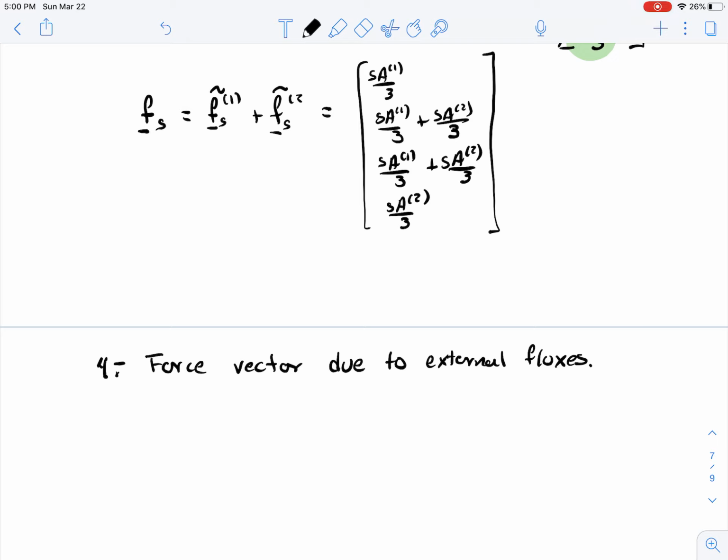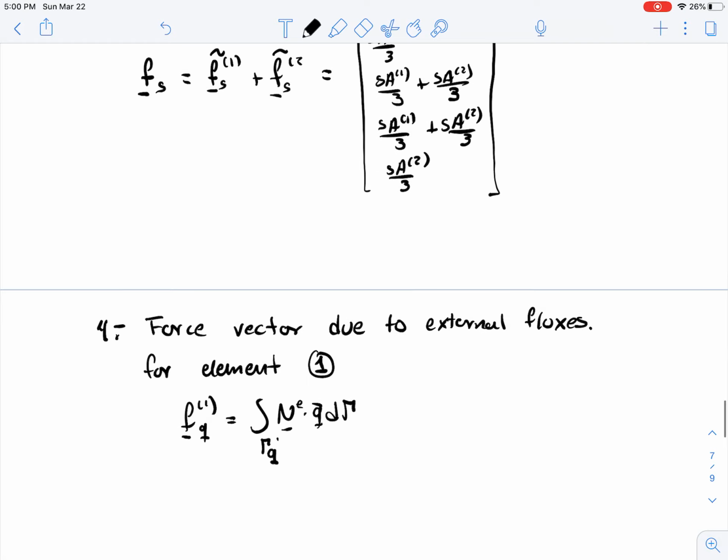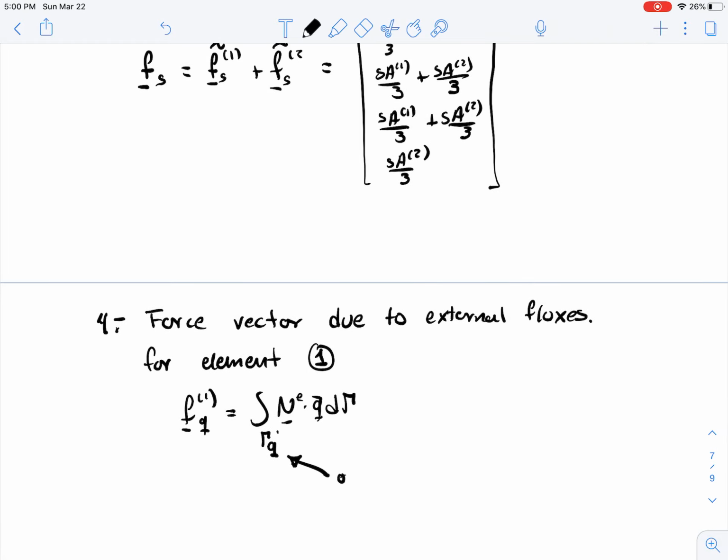That one is a little bit trickier because it requires, if you remember the expression of the integral, so let's do it for element 1. This will be F1Q. The definition that we introduced before was the integral over gamma q of N times q bar d gamma. So this integral only needs to be done on the boundary with natural boundary condition.